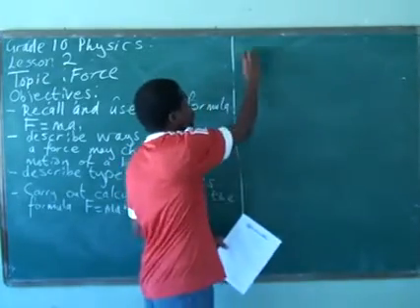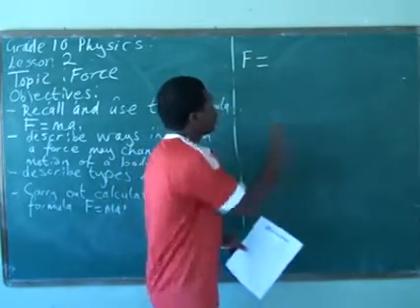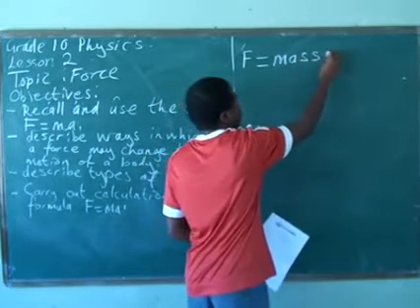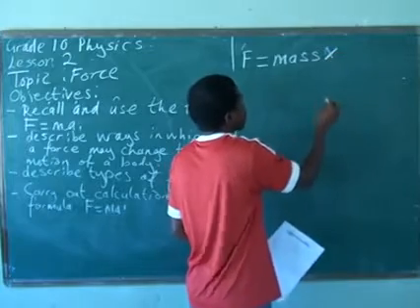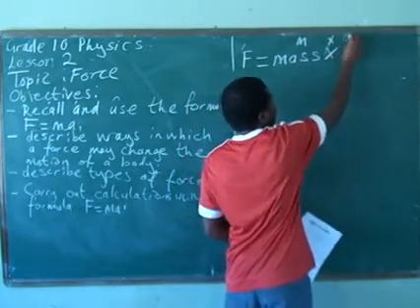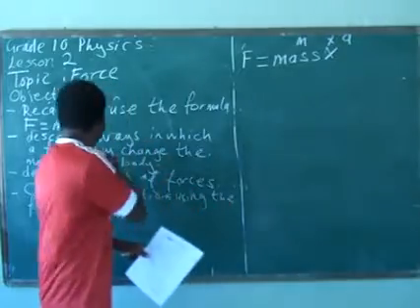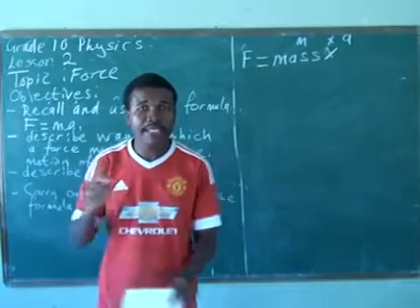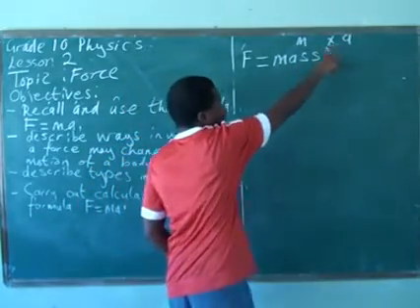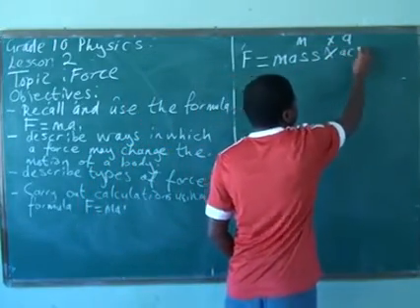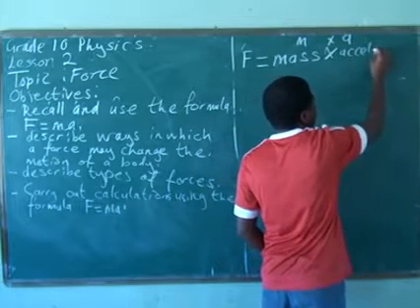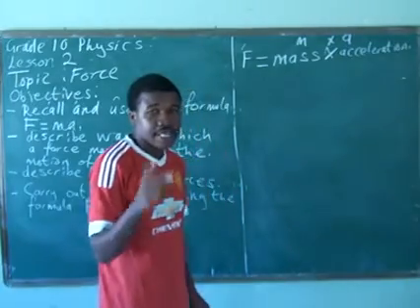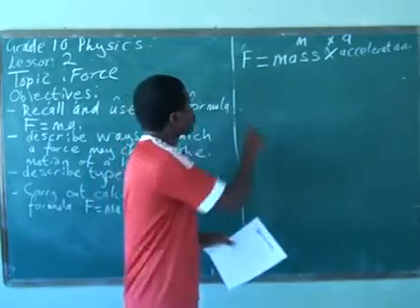So we were saying force is equal to mass. The F is for force, the M is for mass, right? F is equal to MA, and MA is the same as saying M multiplied by A. So that's mass multiplied by acceleration. Mass multiplied by acceleration, that's the formula for force. So that's the formula that we will use.